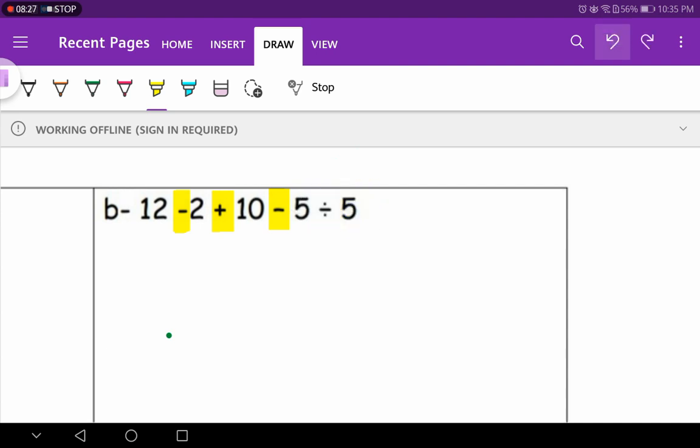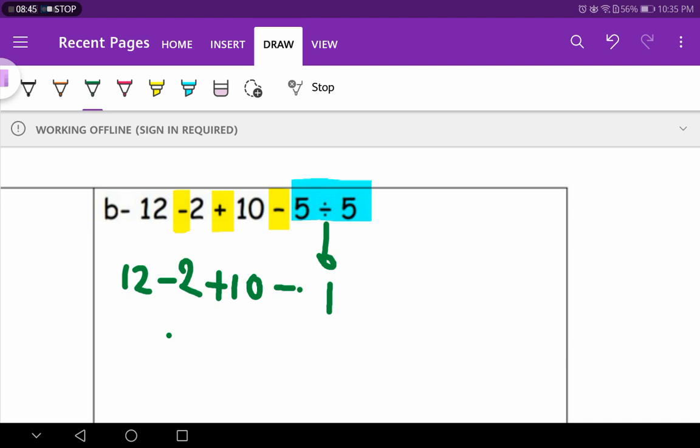I will do this one, and this one gives me 5 divided by 5. It is not 0 or 5, it is 1. And I copy the rest of what is left from the statement. I just copy it as it is, okay? Or drop it from up to down. Now I have minus, plus, minus.